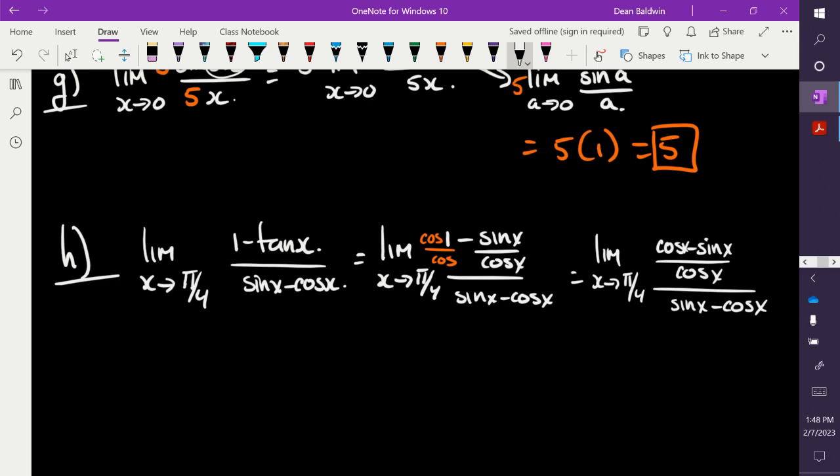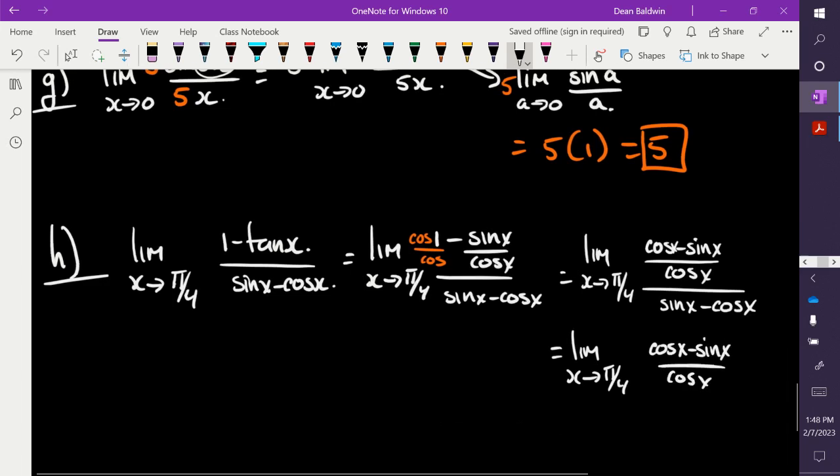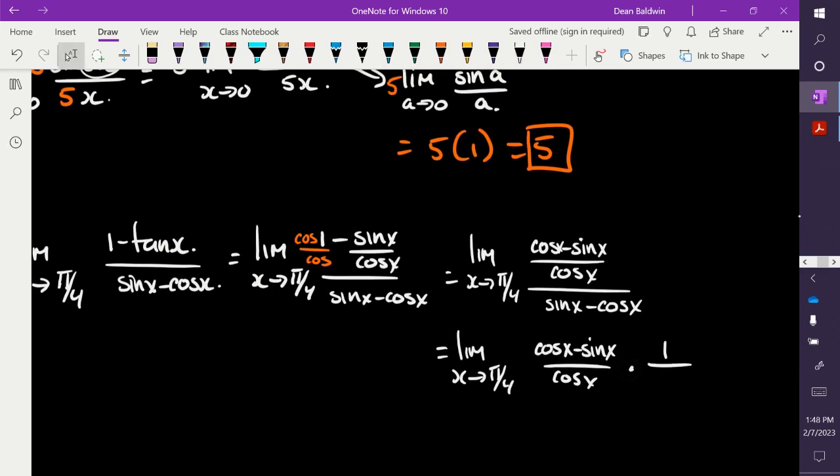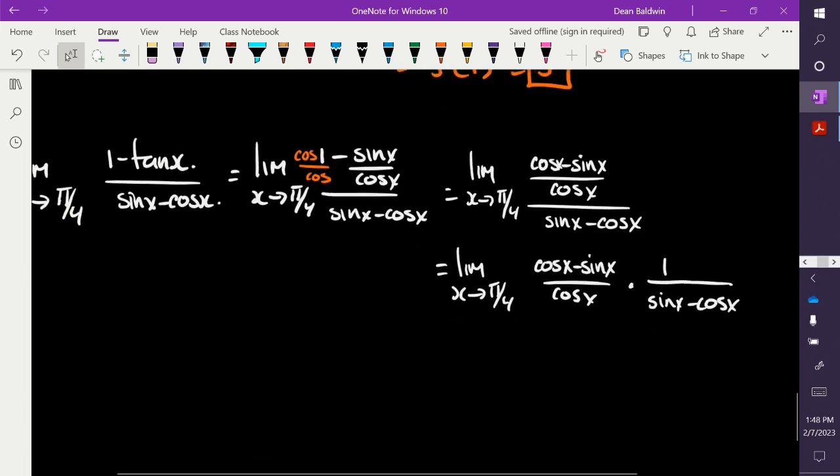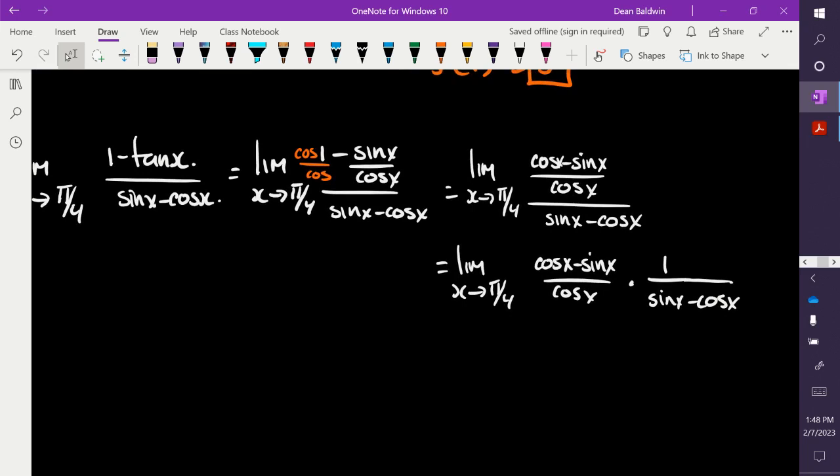Flip and multiply, right? So I get the limit as x goes to pi over 4 of (cos x minus sine x) over cos x, times 1 over (sine x minus cos x). We're really close. What's the problem, other than it's trig?